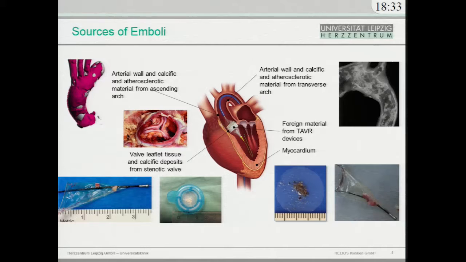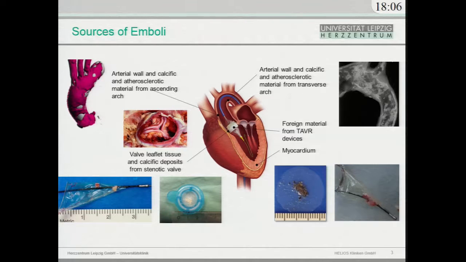Now, where does this stroke come from? Where does it arise? There are several possibilities where the emboli can arise from. The most frequent place, of course, is the calcified aortic valve, shown here in this frame, and you can see there is sufficient calcium around and on the leaflets, which may be mobilized by implanting the percutaneous device.